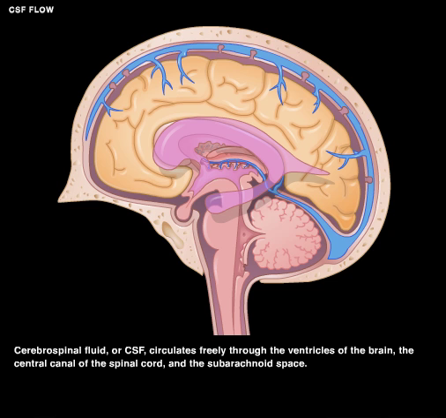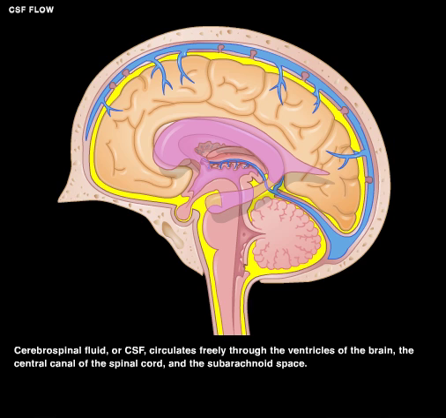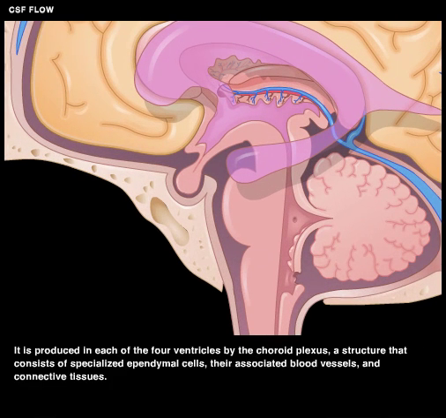Cerebrospinal fluid, or CSF, circulates freely through the ventricles of the brain, the central canal of the spinal cord, and the subarachnoid space. It is produced in each of the 4 ventricles by the choroid plexus, a structure that consists of specialized ependymal cells, their associated blood vessels, and connective tissues.